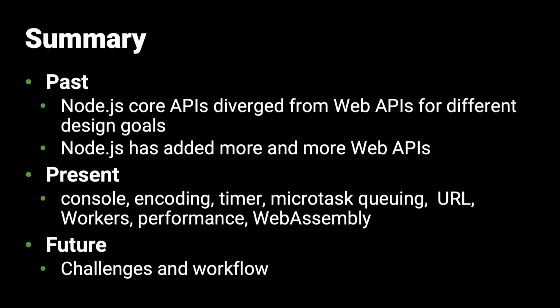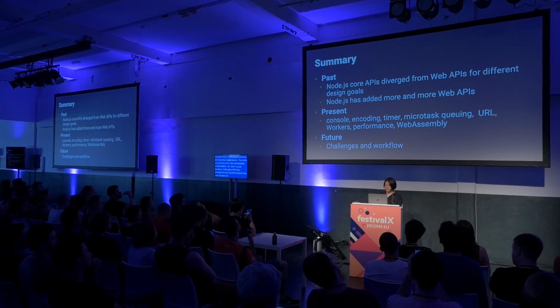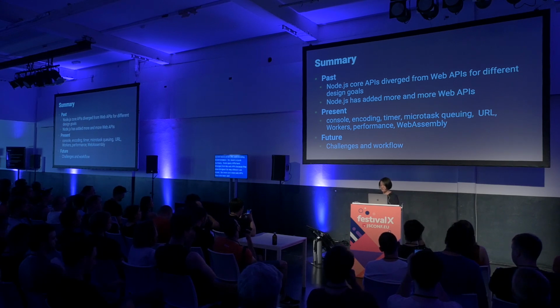So here's a quick summary. Node Core APIs have diverged from the web APIs because they were designed for very different use cases. But more and more web APIs have now been added into Node Core. We have walked through the existing web APIs in Node Core and their status. Then we looked into the challenges and the workflow of bringing more APIs into Node Core in the future.